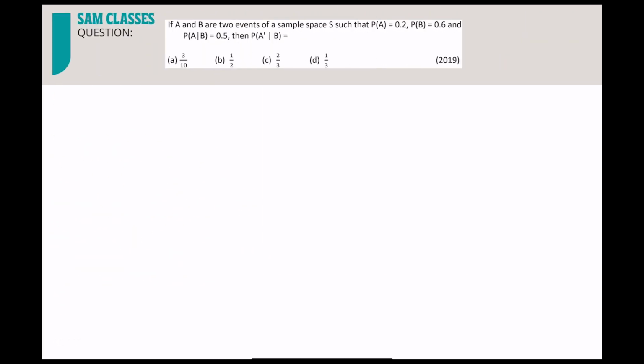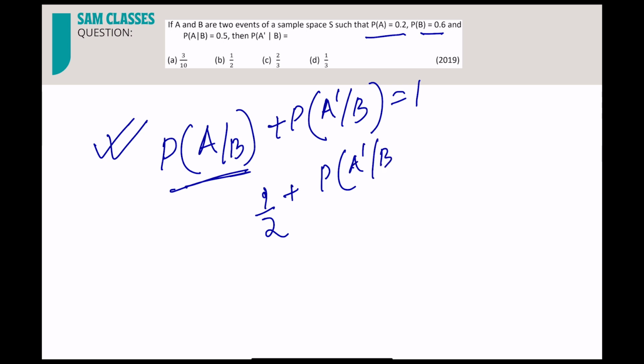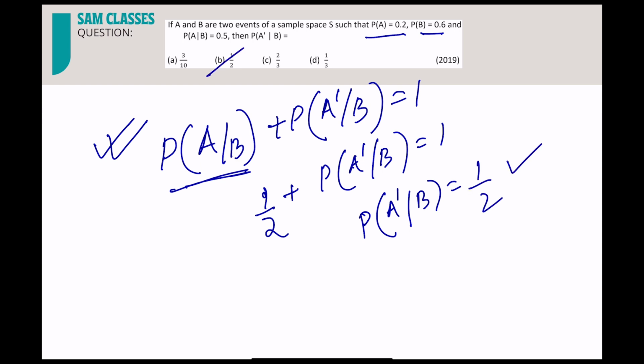Now next, if A and B are two events of a sample space such that P of A and P of B are given, this is a very tricky question. We use a concept: probability of A by B plus probability of A bar by B is directly equal to 1. You can use it as a trick. So probability of A by B is 0.5, means half, plus this whole thing is equal to 1. If you solve it, A bar by B is 1 minus half, so half only. Now let's see the next question.